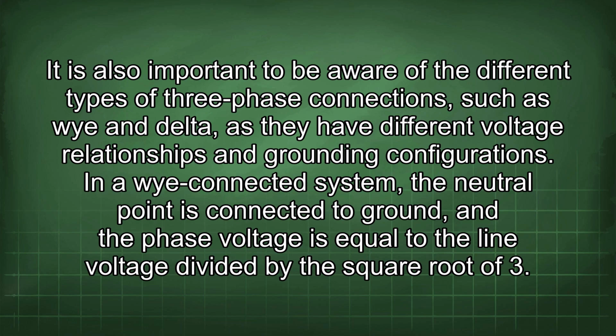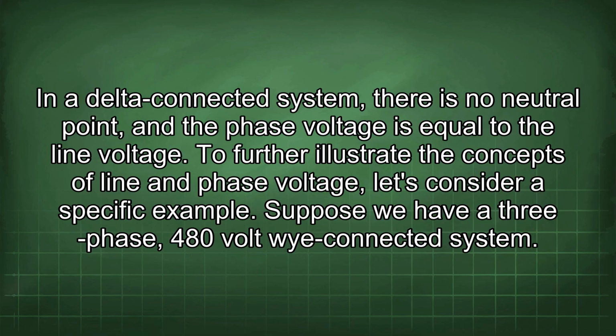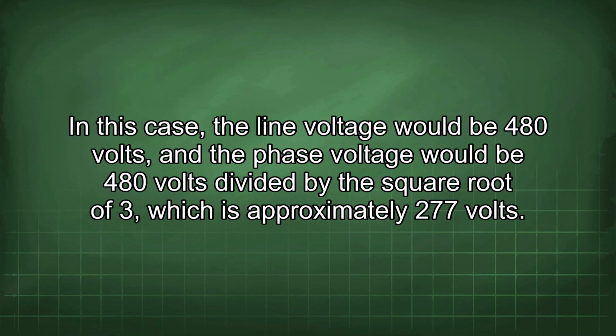In a Y-connected system, the neutral point is connected to ground, and the phase voltage is equal to the line voltage divided by the square root of 3. In a delta-connected system, there is no neutral point, and the phase voltage is equal to the line voltage. To further illustrate the concepts of line and phase voltage, let's consider a specific example. Suppose we have a three-phase 480-volt Y-connected system. In this case, the line voltage would be 480 volts, and the phase voltage would be 480 volts divided by the square root of 3, which is approximately 277 volts.